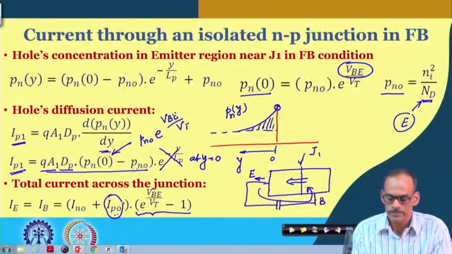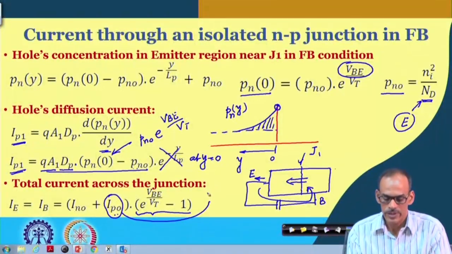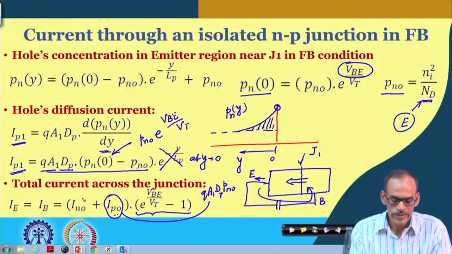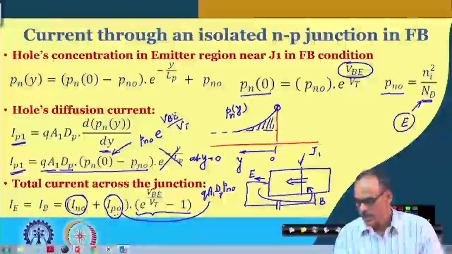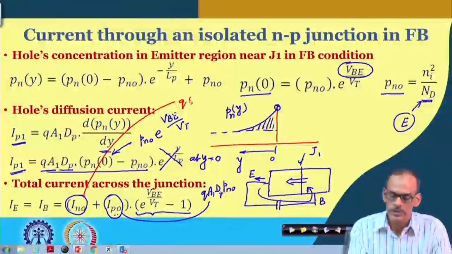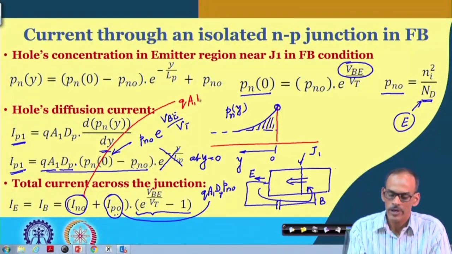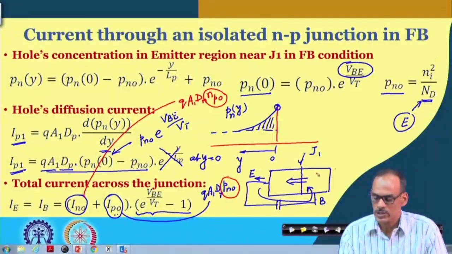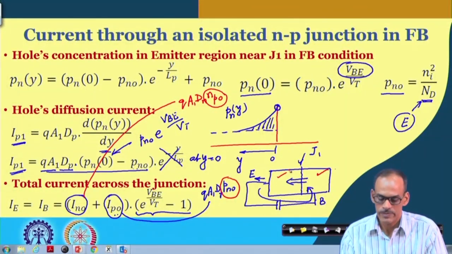So, this part is essentially q a 1 d p and then p n 0. Likewise, this part has a similar kind of expression: q, the same a 1 cross-sectional area, but of course it has d n and n p 0. Note that n p 0 and p n 0 are, of course, strong functions of the doping concentration in this portion and this portion respectively.